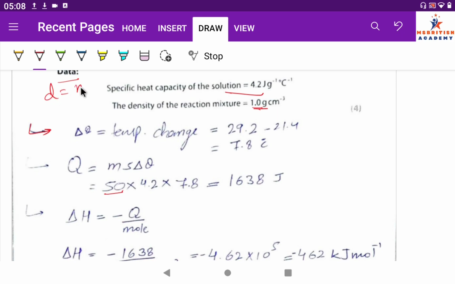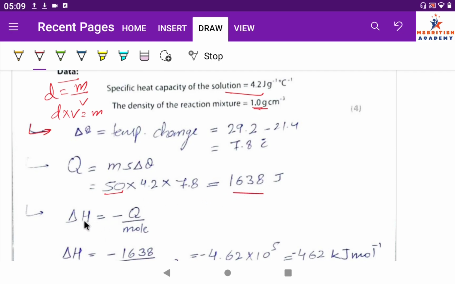Density is mass divided by volume. So for finding the mass, multiply density by volume. When you multiply this, you will get 50 grams of mass, and the specific heat capacity is 4.2, and delta theta is 7.8. So the total will be 1638 joules.